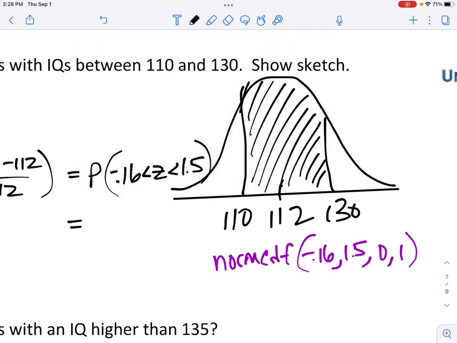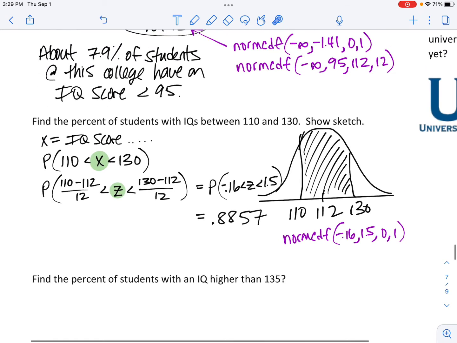Anyways, throw that in your calculator and you end up with 0.8857 or something very close. I believe when I did this example, I used the table here. Your calculator will be slightly more accurate, but something between 88 and 89%. That's our answer. And remember, most important part, here's our numerical answer. Can you write the sentence? That's the AP part of AP Stats.